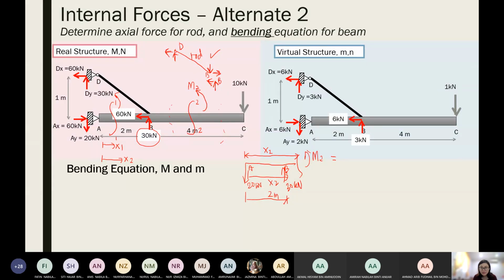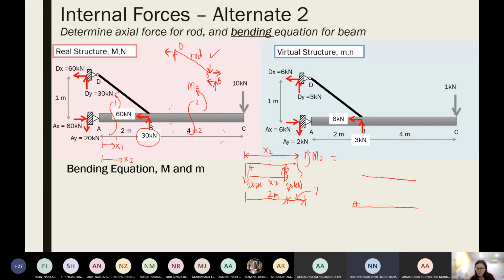How about now, the 30 kilonewton to the cut section? How much is this distance? If you can see, maybe my drawing is not that good. Let me try again and draw one more. Oh, it is worse. I tried my best.